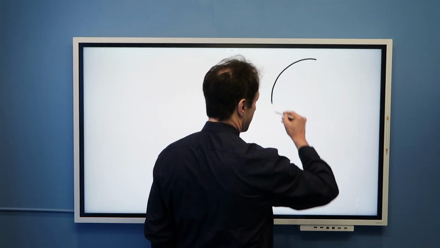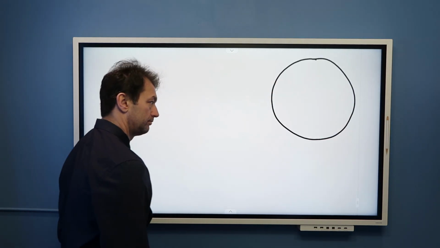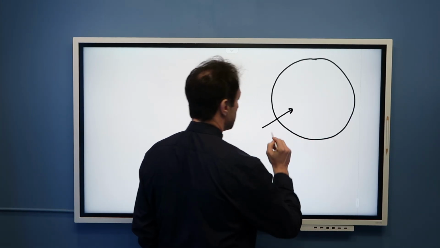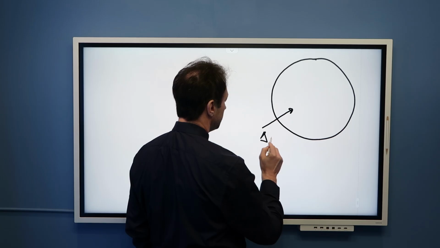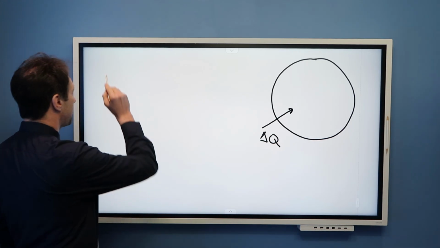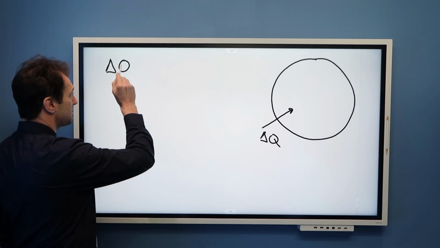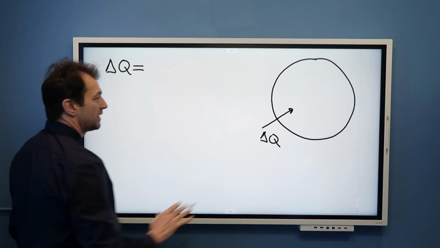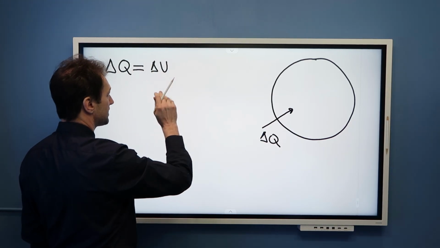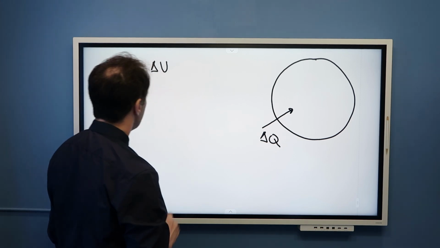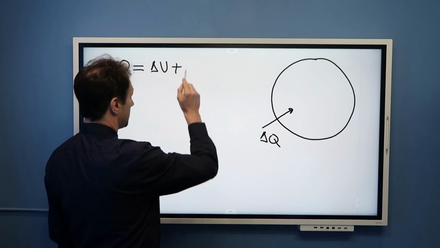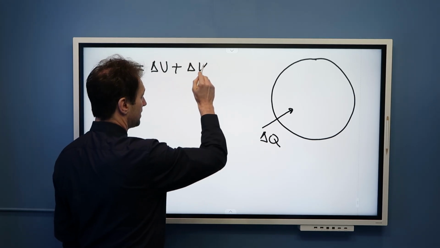Consider an air parcel like so. And now we add an amount of heat to this air parcel, delta capital Q. Then the first law of thermodynamics tells us that this amount of heat, delta Q, that enters the air parcel will be used to increase internal energy by the amount delta U and to do work in the amount delta capital W.